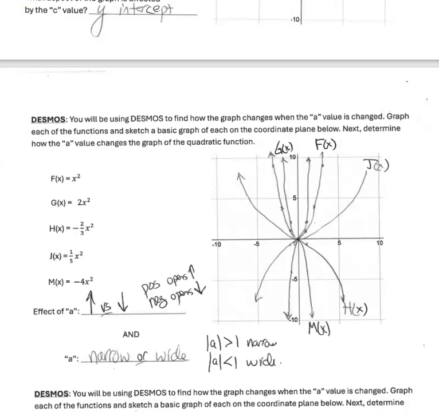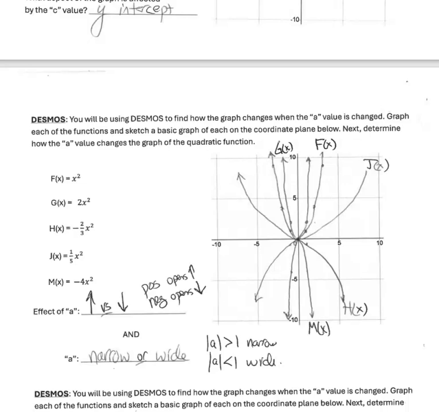The other thing we noticed was that the wideness or narrowness of your parabola changed depending on the number in front. And what we found was that if the absolute value of a was greater than 1, so 2, 3, 4, 5, 6, 7, 8, or negative 2, negative 3, negative 4, negative 5, negative 6, negative 8, and so on, then it was going to become narrower than it was before. And if the absolute value of a was between 0 and 1, then it is wider.